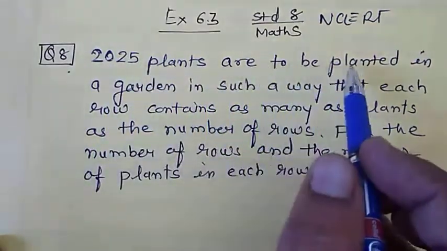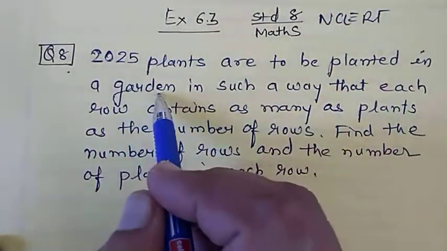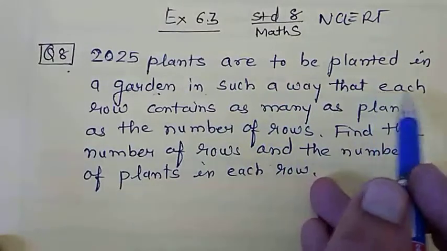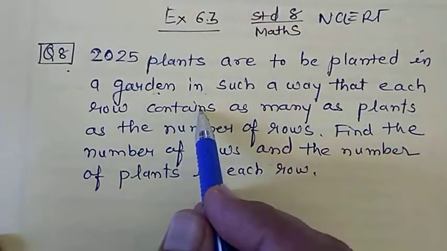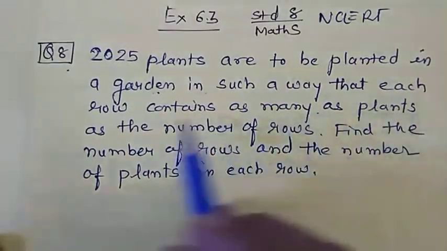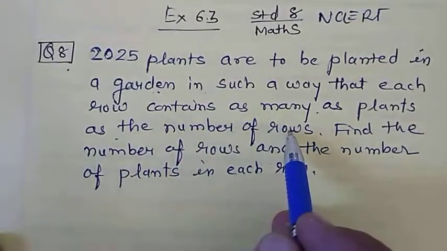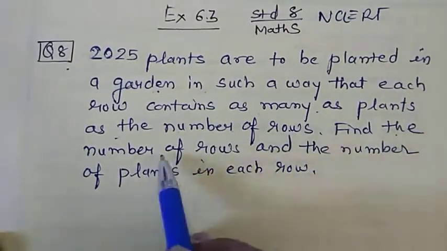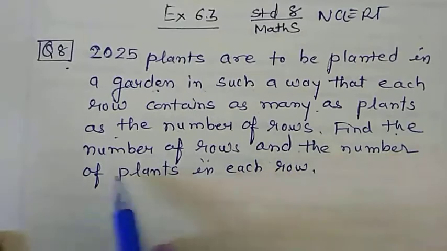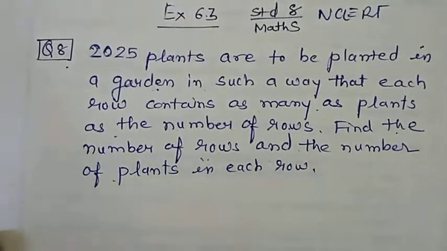2025 plants are to be planted in a garden in such a way that each row contains as many plants as the number of rows. Find the number of rows and the number of plants in each row.